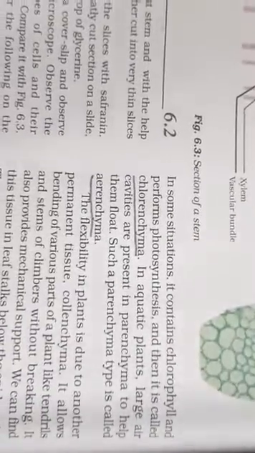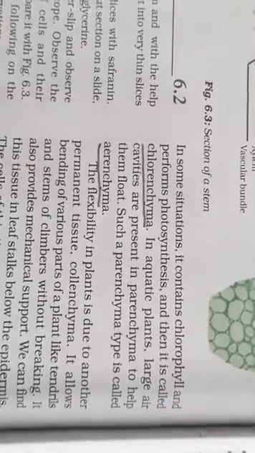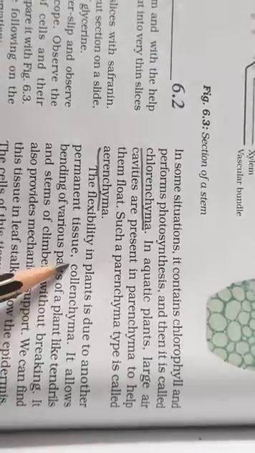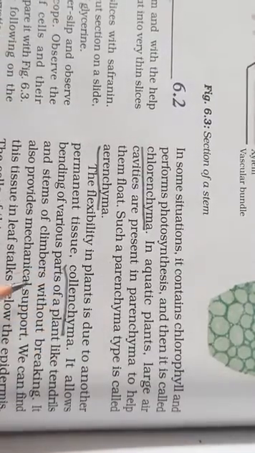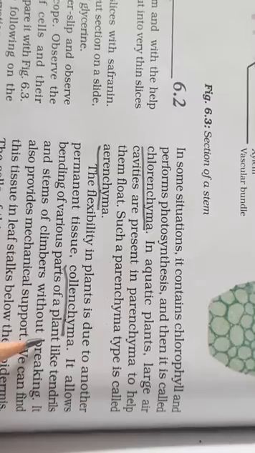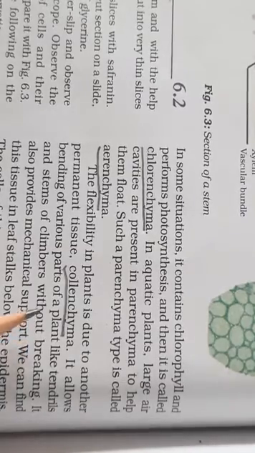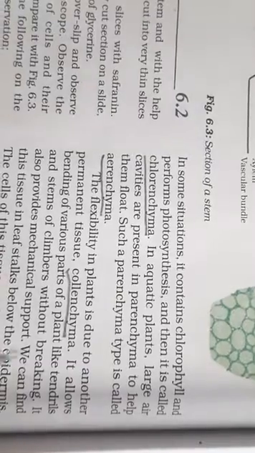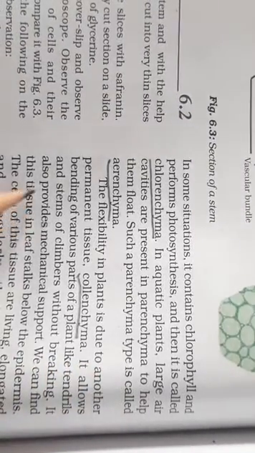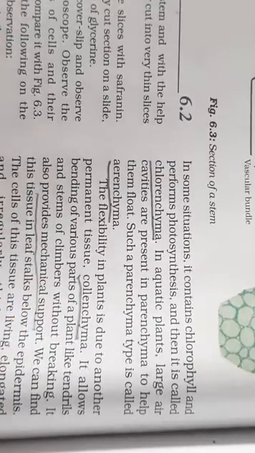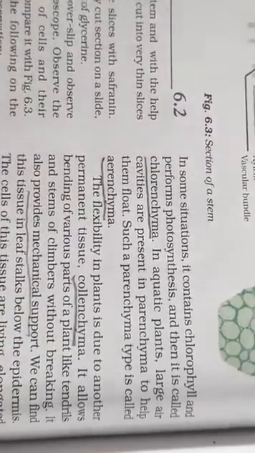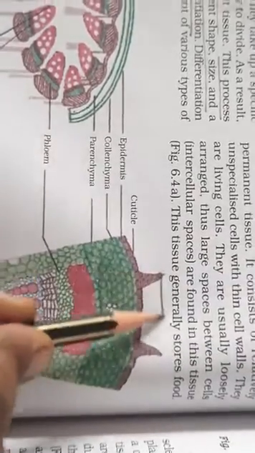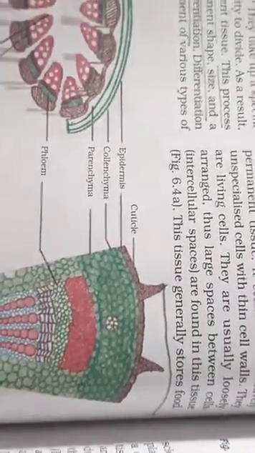The flexibility in the plants is due to the collenchyma. This collenchyma allows the bending of the plants without breaking. You must have seen the soft tendrils and the soft stems of the climbers. You can bend them very easily. This is because of the collenchyma, and it provides mechanical support. What does parenchyma do? Parenchyma generally stores food, and collenchyma gives mechanical support.